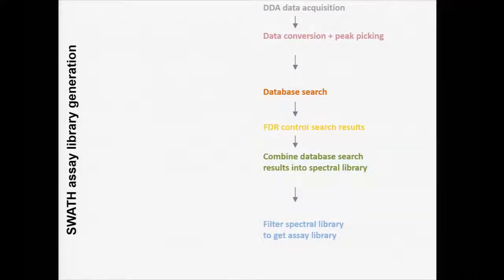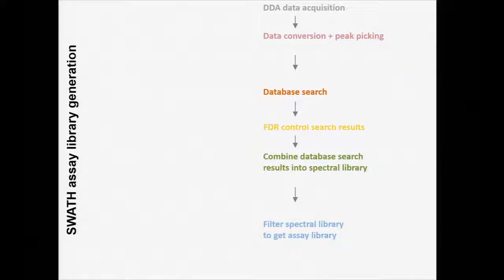So the basic workflow is that you take some representative samples of your sample of interest, and you do a classical DDA shotgun experiment. Then you need to convert this data, and mainly this step is peak picking. We usually convert it into these open source mzXML, mzML type formats. But an important step is peak picking here so that you can give it to the search engine. Then we do a database search.